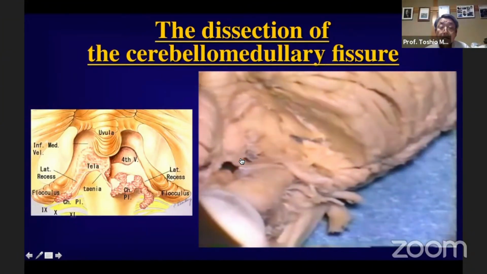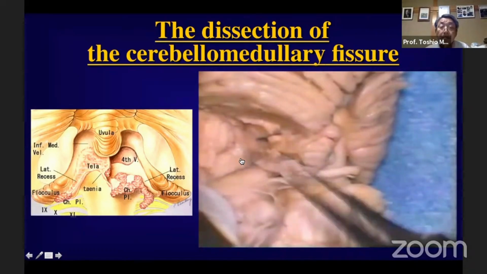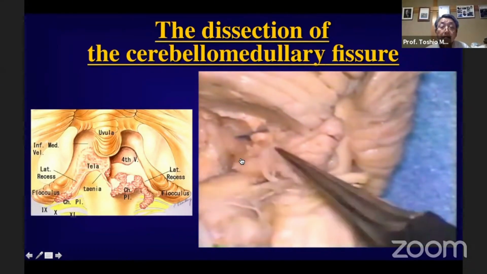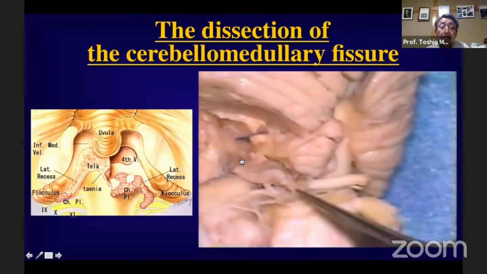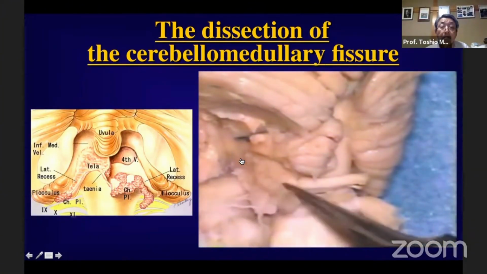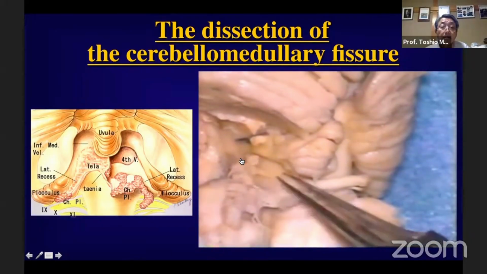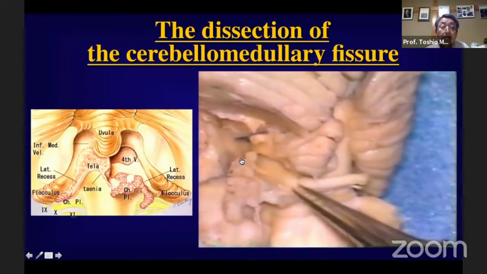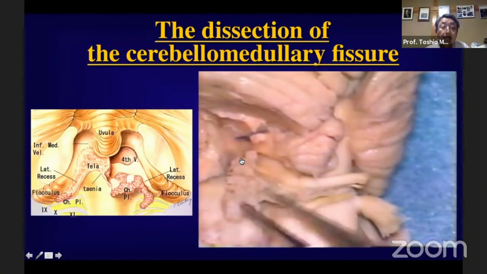Let us look at the lateral part of the fissure. This is the most lateral portion of the lateral recess. The foramen of Luschka can be seen, and its floor is made of the rhomboid lip. The 9th and the 10th cranial nerves are situated just anteriorly to the foramen.